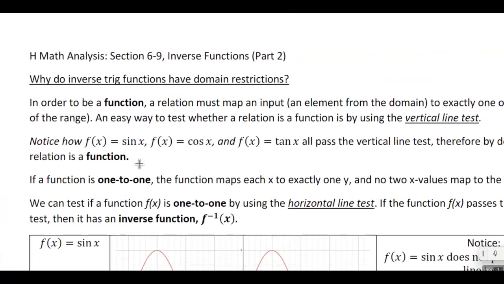Okay, let's get started. This won't take very long. This is the same section as your homework last night.